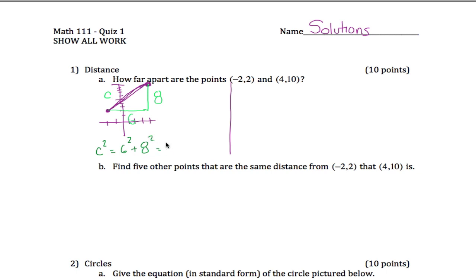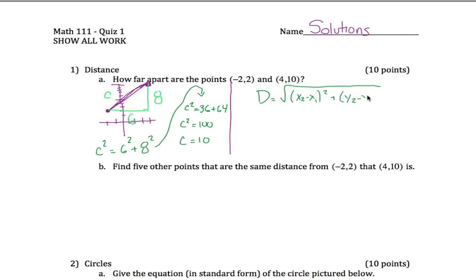6 squared is 36, 8 squared is 64, and if you add up 36 and 64 you get 100, and the square root of 100 is 10. Another way to do this would be using our distance formula. Distance is the square root of (x2 minus x1) squared plus (y2 minus y1) squared. So it's basically the same calculation.